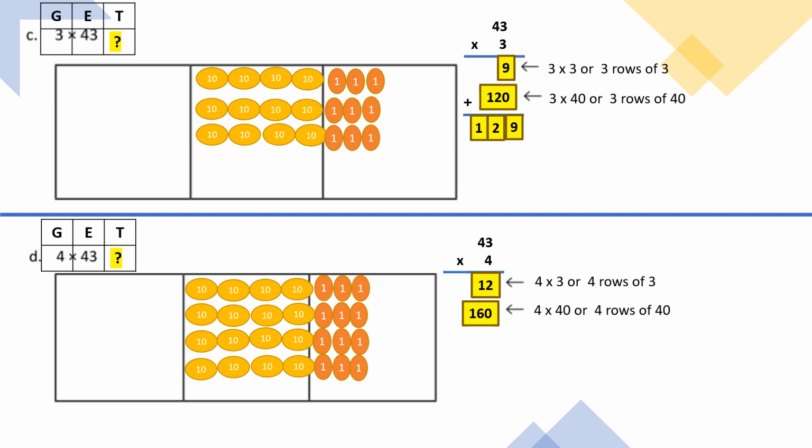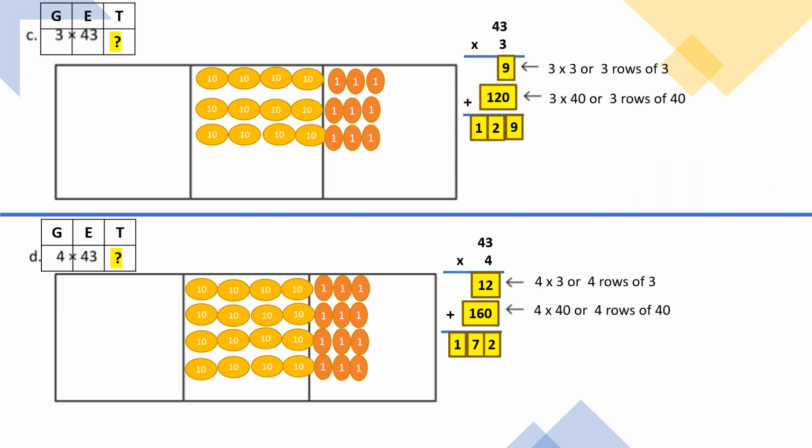Now let's multiply our tens place. We multiply our single digit at the bottom times our tens place digit at the top. So we have 4 rows of 40. And what we can do is think about it as 4 times 4, which is 16. So if 4 times 4 is 16, then 4 times 40 would be 160. So 4 rows of 40 are equal to 160.